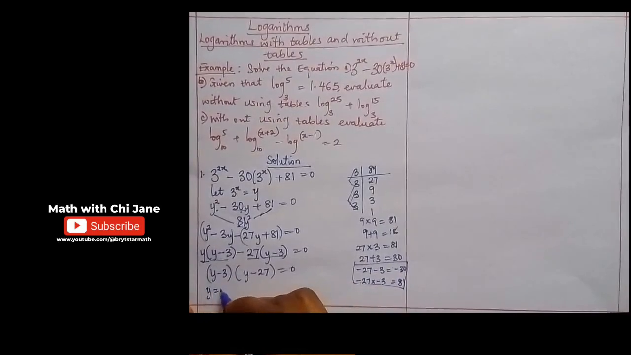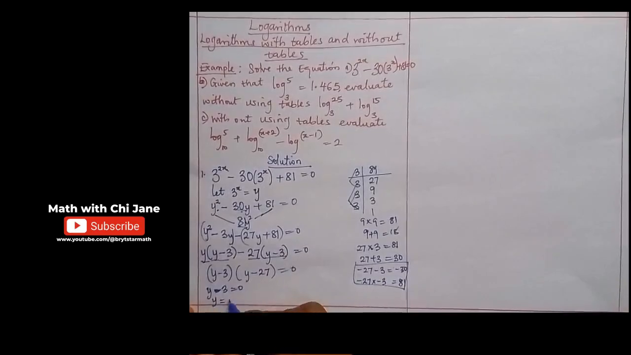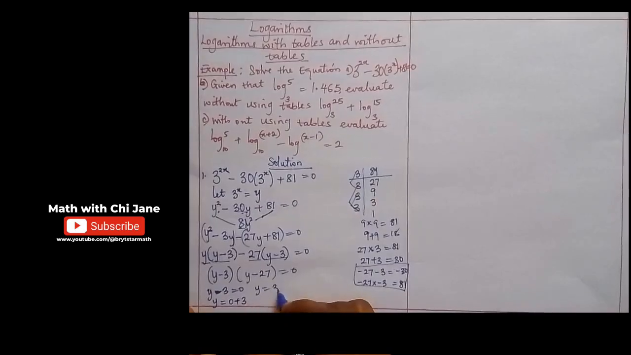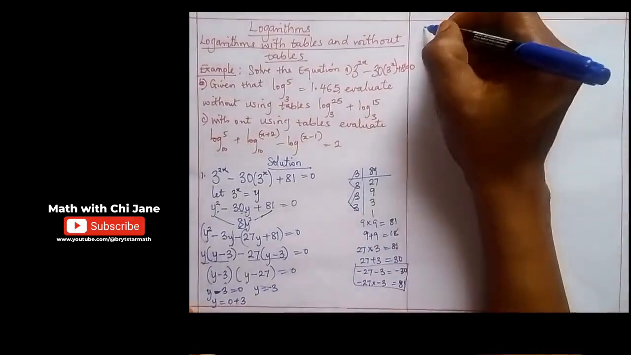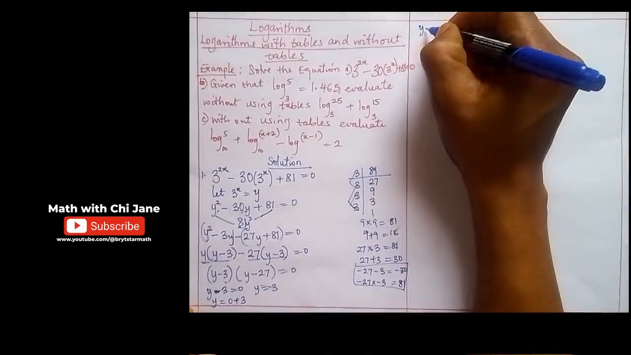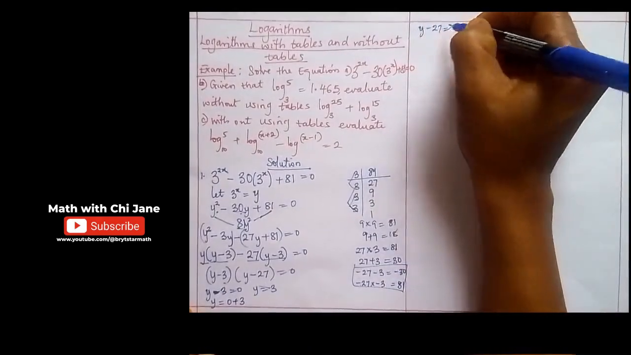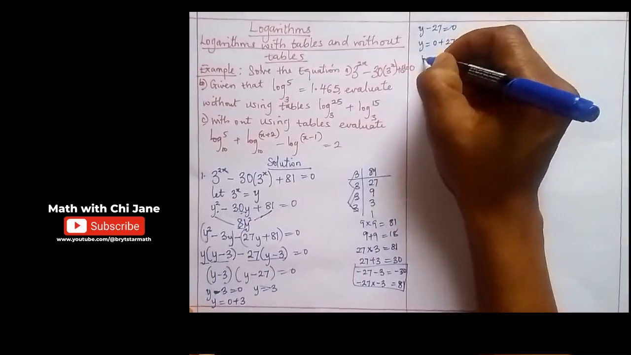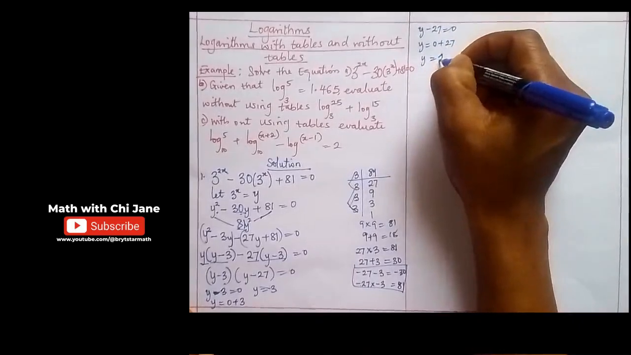y is equal to 3 because y minus 3 equals 0. y minus 3 equals 0 is y equals 0 plus 3, so that means y is equal to 3. We have gotten the first value of y. Then the next value is y minus 27 equals 0, y equals 0 plus 27, then y equals 27.